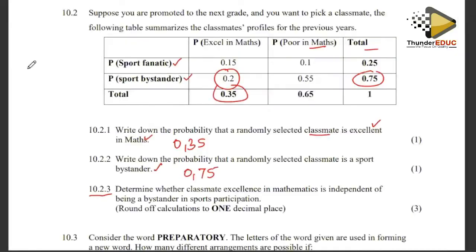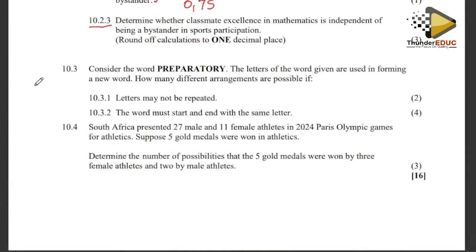Then now 10.3, if we have this word, preparatory, the letters are used to form new words. How many different arrangements are possible if letters may not be repeated? Okay, so if we are not repeating any letters, how many letters do we have? It's 1, 2, 3, 4, 5, 6, 7, 8, 9, 10, 11. So we're going to say 11 factorial.